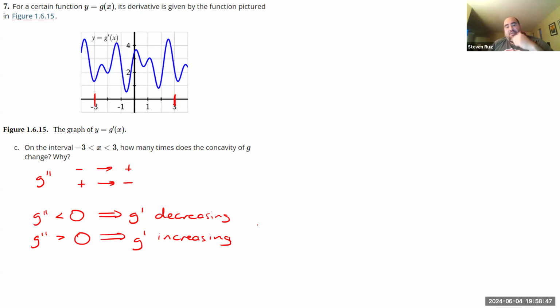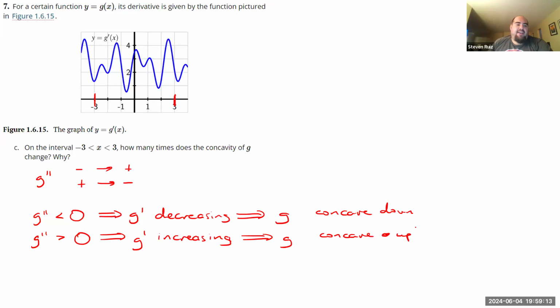And let's go ahead and unite all three of these functions here: the function G, its first derivative and its second derivative. If G double prime is less than zero, that means that G prime is decreasing. That also means that G is doing what? G is concave down. Just like G double prime being positive means that G is concave up.